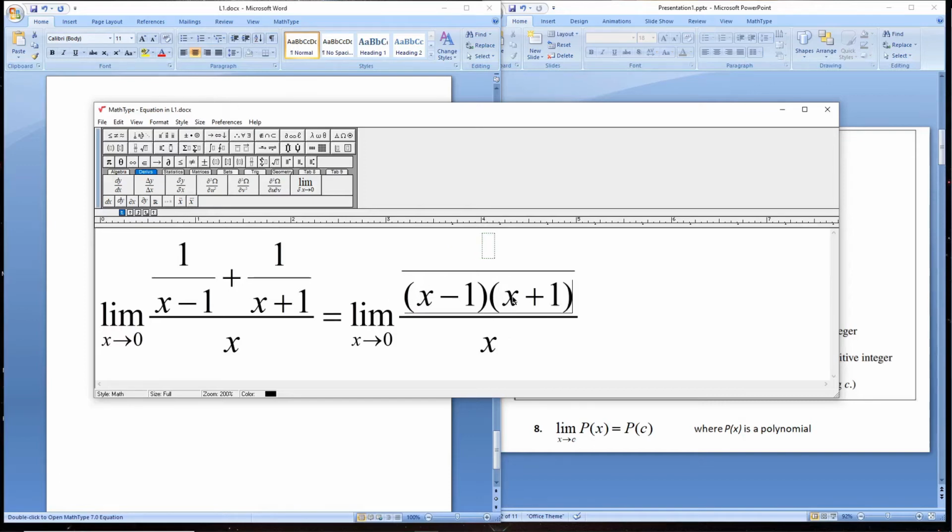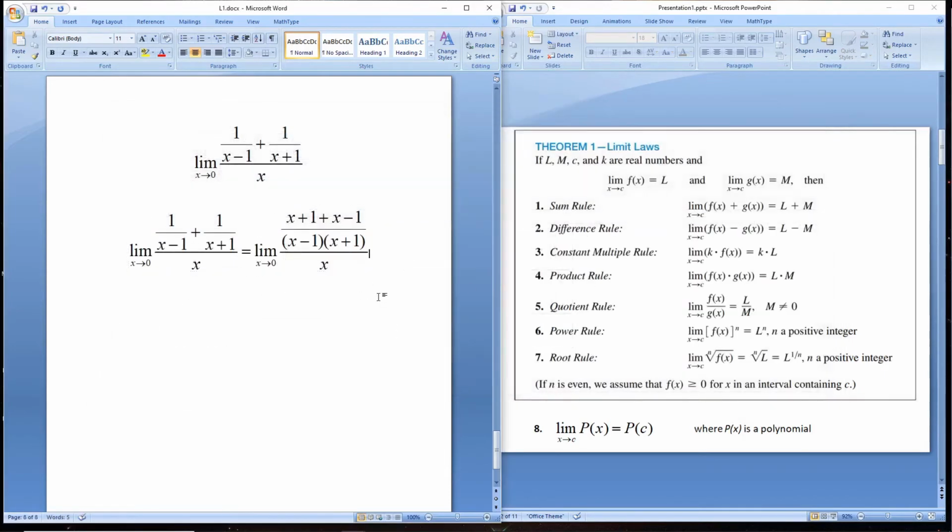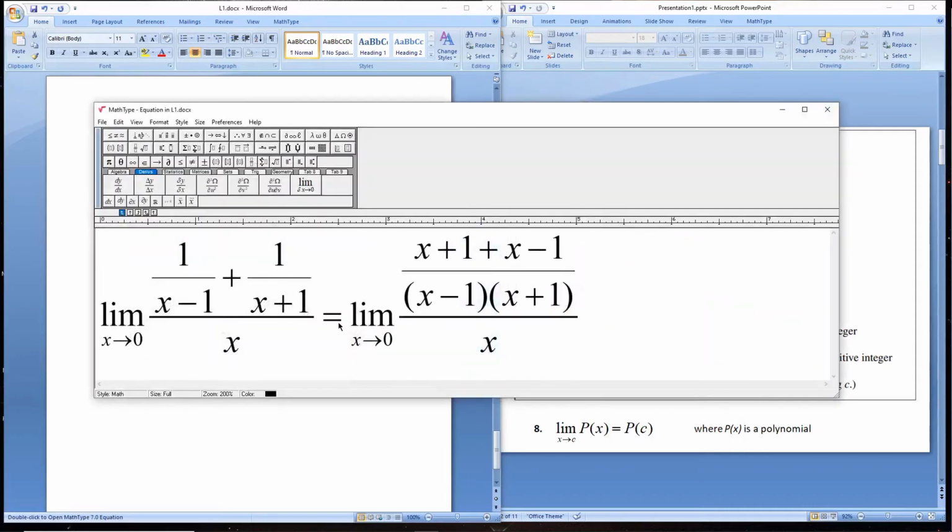So what am I doing here? Well, I'm going to add these together with a common denominator. So the common denominator is going to be x minus 1 times x plus 1. So I have to multiply this by x plus 1. And then we have to multiply this term by x minus 1. And there we go. I added the terms together. A little messy, so we'll clean it up.